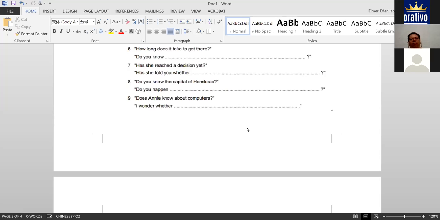I wonder where any knew about computers. Any conocer en tercera persona del presente simple. I wonder. No, la S. Does any know about it? Pero esta como es yes, no question. I wonder whether if any knew about computers. No es que en pasado. Y ahí estamos en presente.